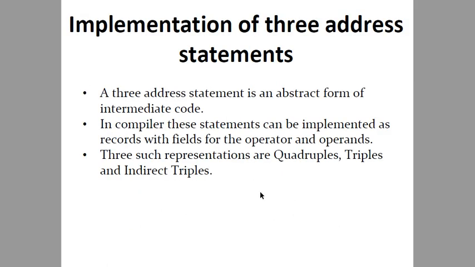The three address statements are implemented in different forms. It is an abstract form of intermediate code. In a compiler, these statements can be implemented as records with fields for the operator as well as the operands. There are three different representations for these kinds of three address statements: the first is quadruples, the second is triples, and the third is indirect triples. So let us have a look.